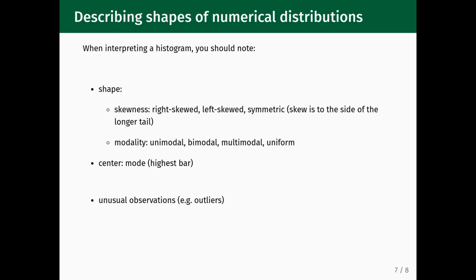So to recap, when you're interpreting a histogram, you should first describe the shape, and in particular you should characterize the shape in terms of skewness and modality. Another thing we might ask is for you to tell us where the center of the histogram is. In a histogram, this means where the highest bar occurs. And finally, you can also use a histogram to note the presence of outliers, if any exist.